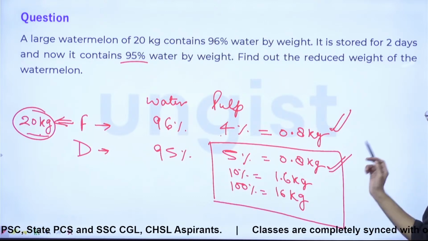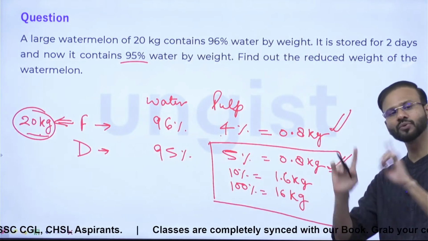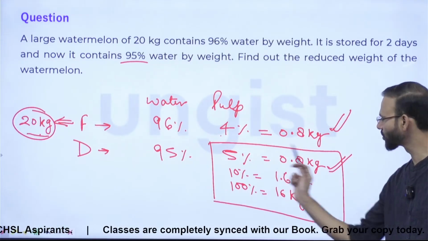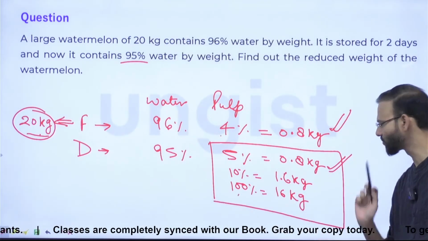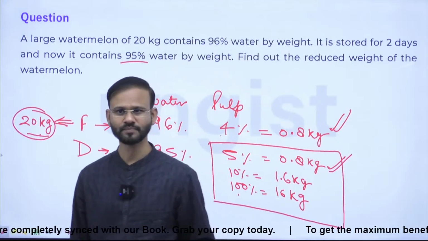Done? But in dried stage 0.8 kg represents 5% of the total weight. So 5% of the total weight is 0.8, then 100% of the total weight is what? That's it. Right? Everybody clear now?